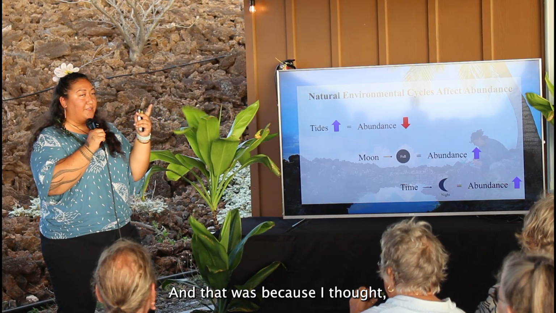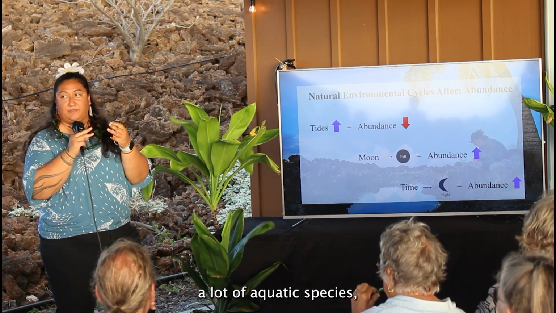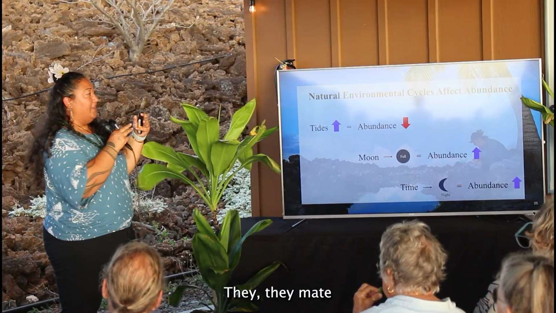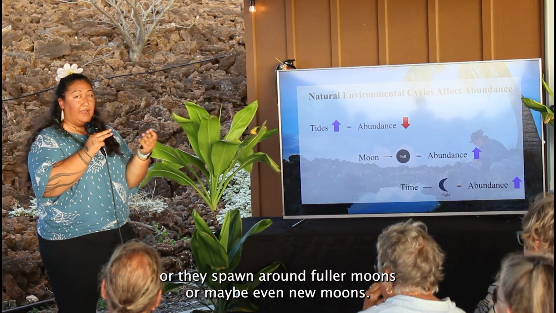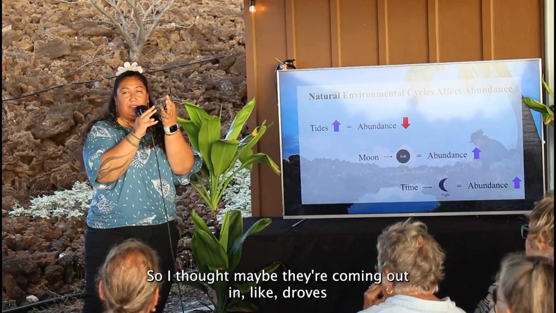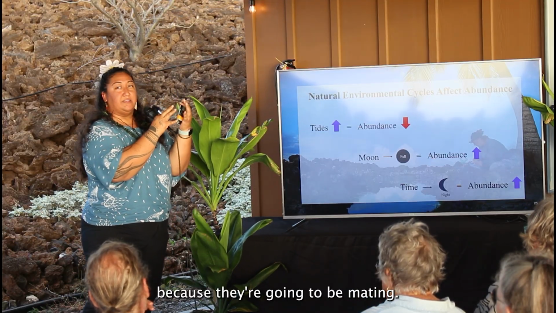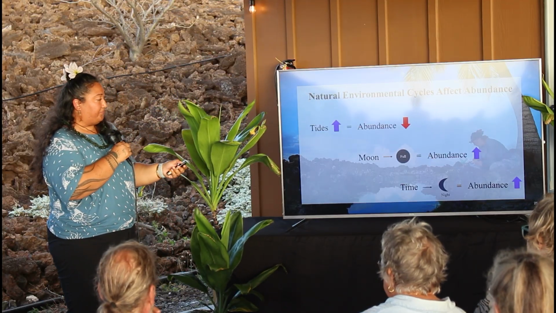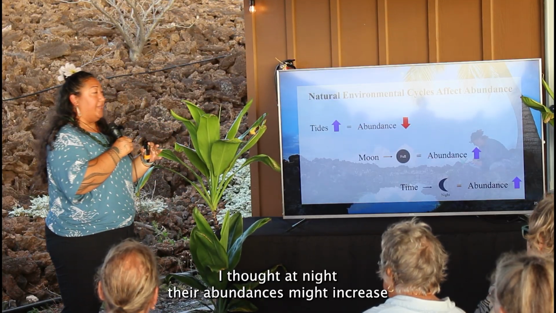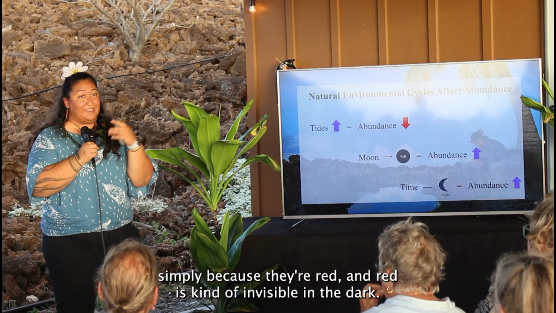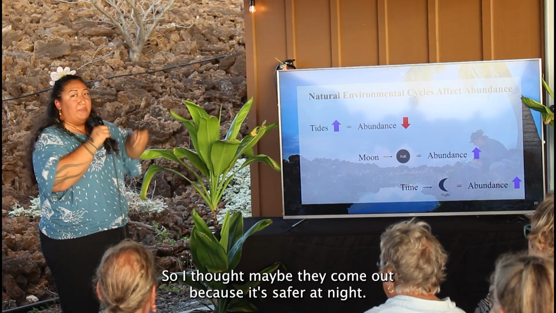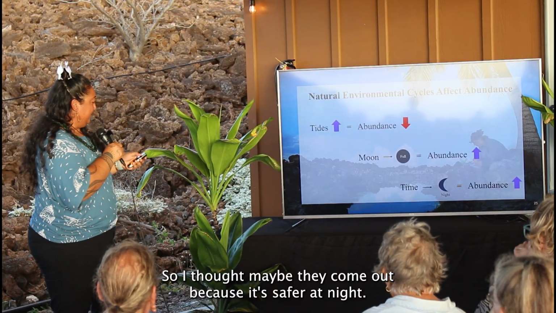And that was because I thought a lot of aquatic species, especially marine species, they mate or they spawn around fuller moons or maybe even new moons. So I thought maybe they're coming out in like droves because they're going to be mating. And then also, I thought at night their abundances might increase simply because they're red, and red is kind of invisible in the dark. So I thought maybe they come out because it's safer at night.